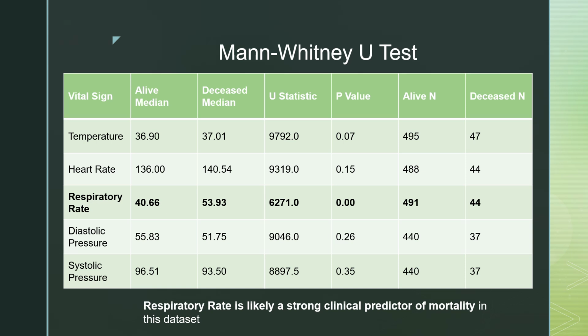Other vital signs like temperature, heart rate, systolic pressure, and diastolic pressure did not show significant differences between the groups. Overall, this analysis highlights respiratory rate as a key vital sign associated with a high mortality risk in this cohort.